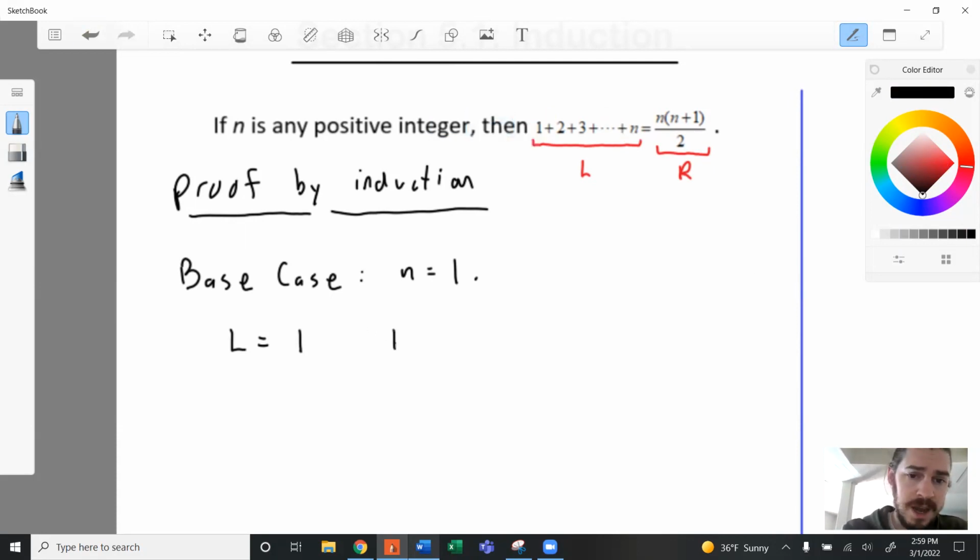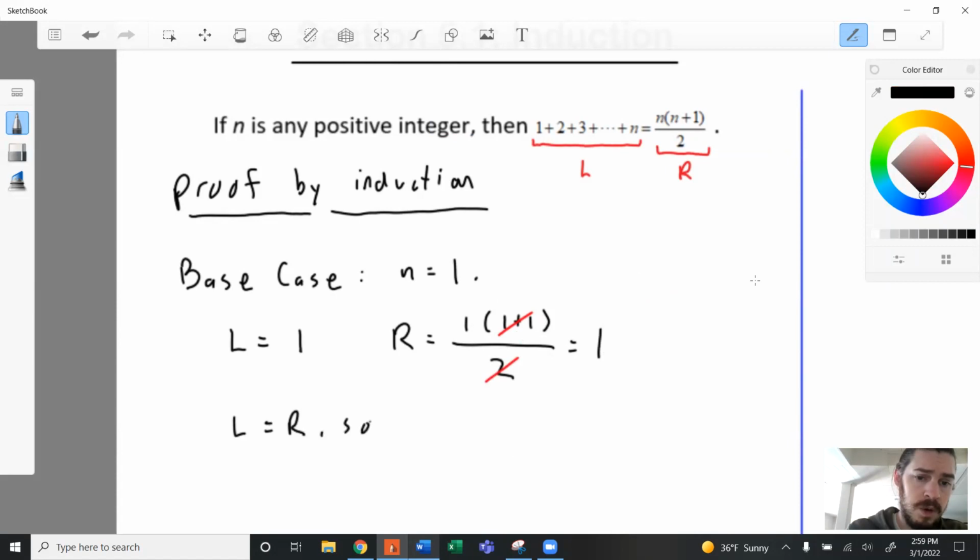Now our right side is going to equal n, which is 1, times n plus 1, which is 1 plus 1, that's 2, divided by 2. Now the 2's are going to cancel out, that's 2 and that's 2, cancel by division, and this is equal to 1. Left side equals right side, so the claim is true.